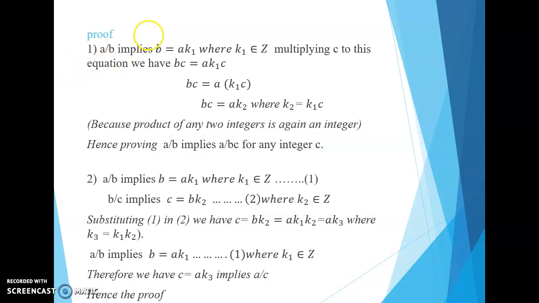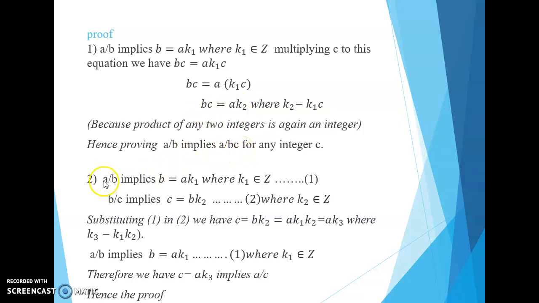Now looking at the proof of these properties, actually it is very easy because we know the definition of A divides B. What does A divides B mean? B can be written as B is equal to AK1, where K1 is an integer, and to this we multiply by C. We are having BC is equal to AK1C. Now this K1C is nothing but an integer. Product of two integers is again an integer. So we are having BC is equal to AK, hence proving that A divides BC.